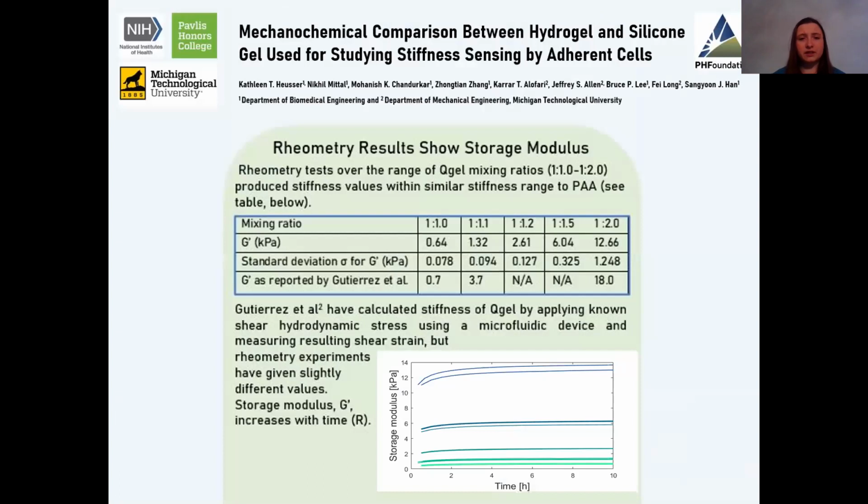Our rheometry results gave us the storage modulus G prime for Qgel, and this essentially was quantifying the stiffness of the gel ratios that we were able to make. A paper by Gutierrez et al. from 2011 has already calculated stiffness of Qgel using a different technique. Our values were a little bit different from theirs, but seemed to come to a pretty uniform plateau as seen in the bottom figure at about a 10-hour time, because this was a time sweep where the variable was the time that the gel had been moved around rather than trying to change the stress or change the strain.